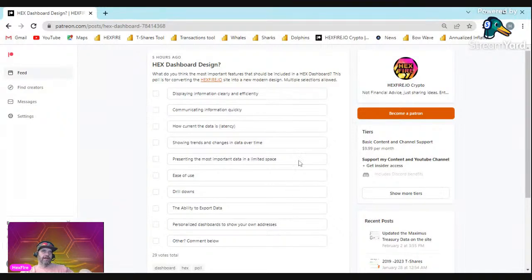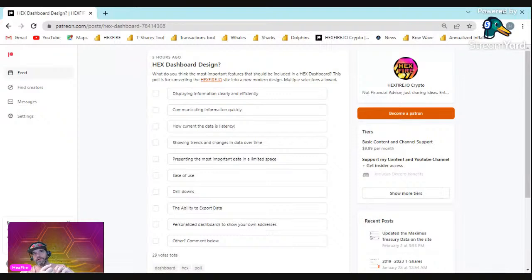As far as dashboards, is the data displayed clearly and efficiently? When you look at the data, does it quickly jump out to you? It's kind of the same as the first one, information quickly, clearly and efficiently tied together. How current the data is, data latency.